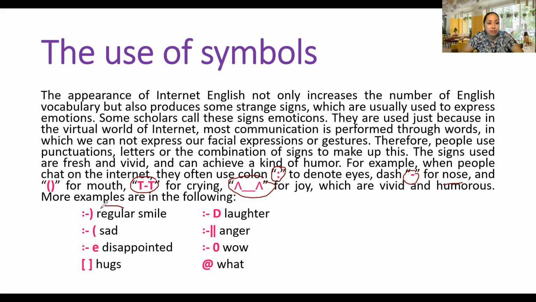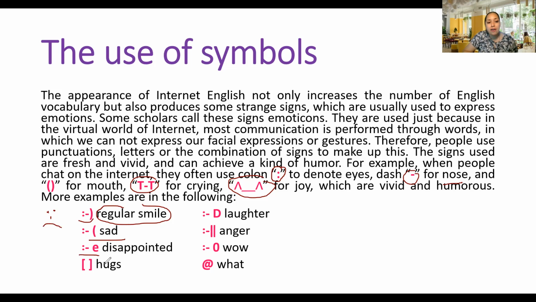For example, a regular smile you will see like this, and if you turn it, it represents the smile. For sad, you have the open parenthesis, which is actually a sad face. Instead of the happy face, you have the sad face.